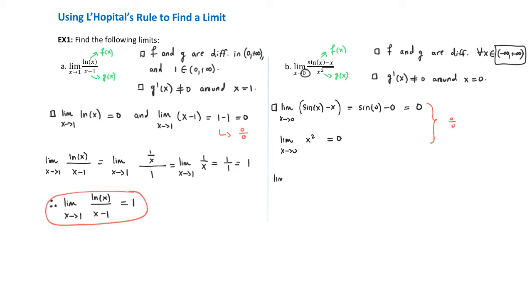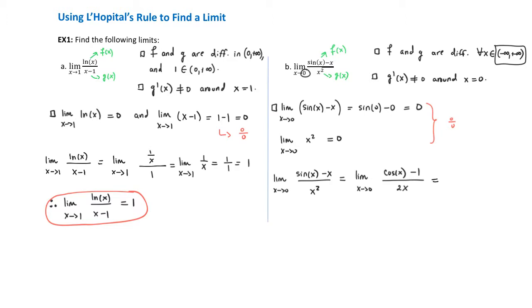says that the limit as x approaches 0 of sine x minus x over x squared is going to be equal to the limit as x approaches 0 of the derivative of the top. So that's going to be cosine of x minus 1 divided by the derivative of the bottom, which is just 2x.